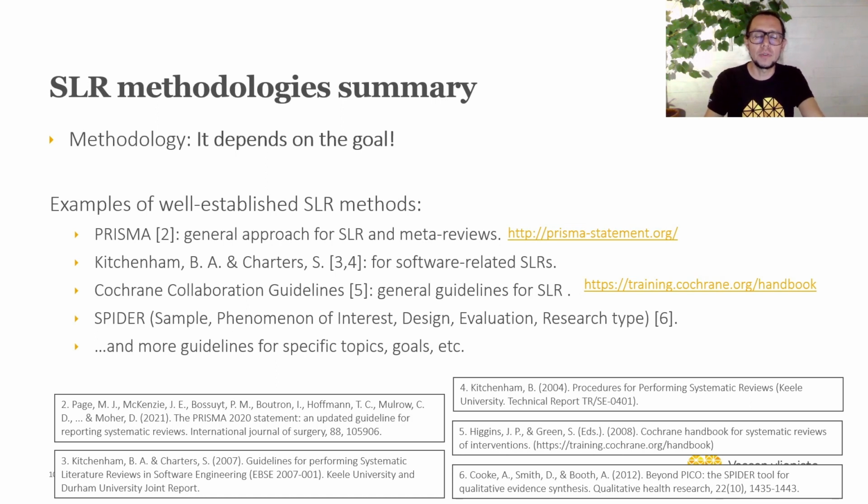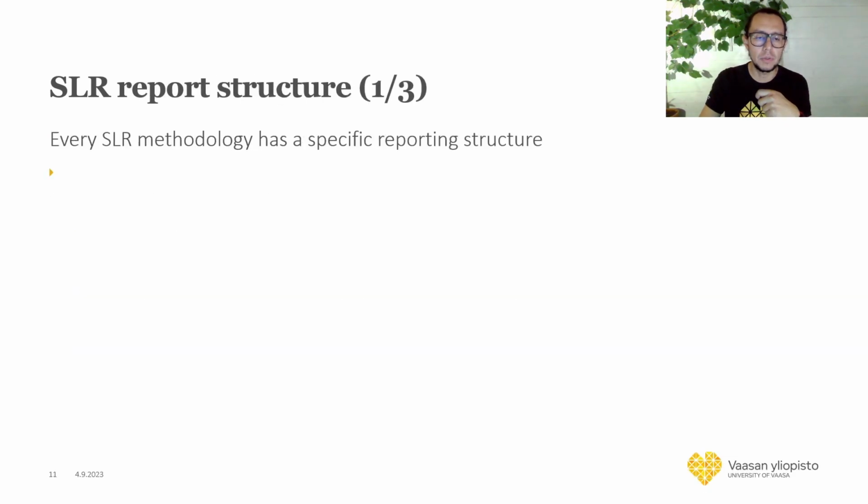Some well-established methods for systematic literature review are, among others, the PRISMA method, in software-related systematic literature reviews that is Kitchenham, the Cochrane Collaboration guidelines, and others like SPIDER and other guidelines for specific types of goals. So it depends on the type of systematic literature review. There is a step-by-step procedure to follow to create a well-established systematic literature review.